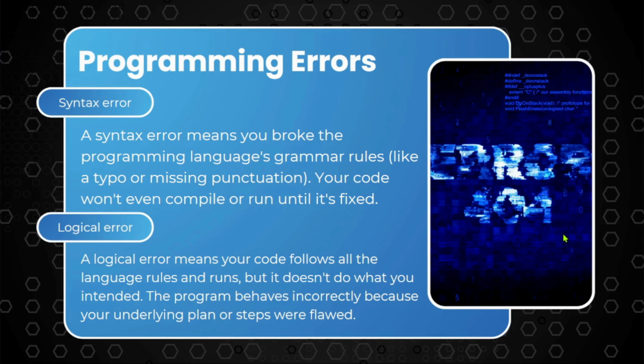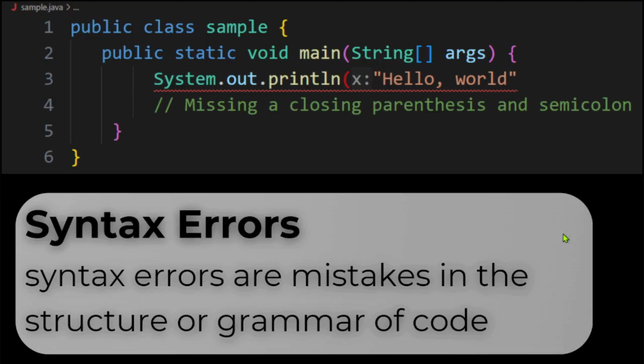Okay? So let's have a code example of this. So we have here the syntax errors, and these are mistakes in the structure or grammar of the code. In this example, the program will not run because we are missing a closing parenthesis and a semicolon. So the grammar is not correct. The computer won't be able to understand this and it will not run.